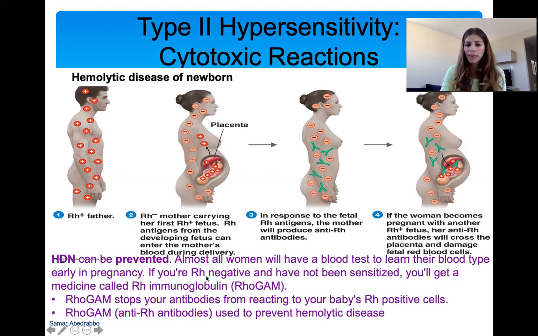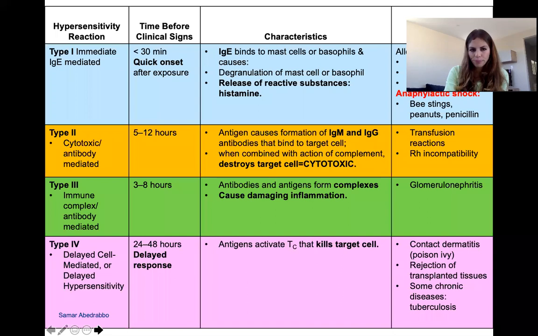So when women are pregnant, they have a blood test, and this is why it's important to learn their blood type. If you're Rh negative and you have not been sensitized, you might get the medicine called RhoGAM, from Rh immunoglobulin. And what this medication does is it stops your antibodies from reacting to a baby's Rh positive cells. So it's a very important medication. And remember here, it's the second baby that's affected, not the first, because sensitization antibodies have to be made.